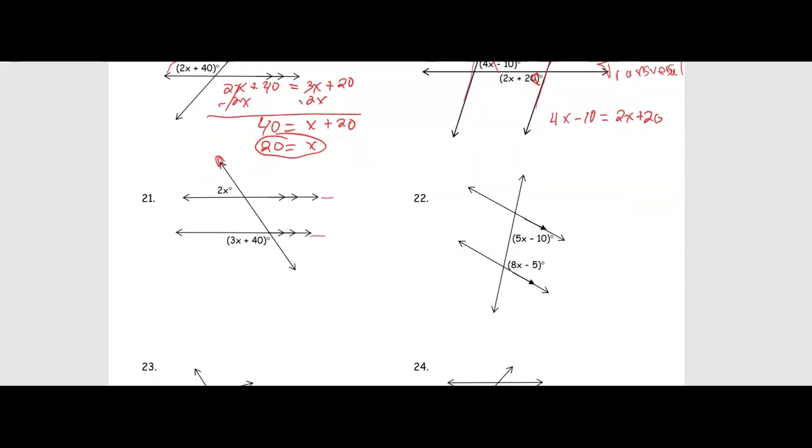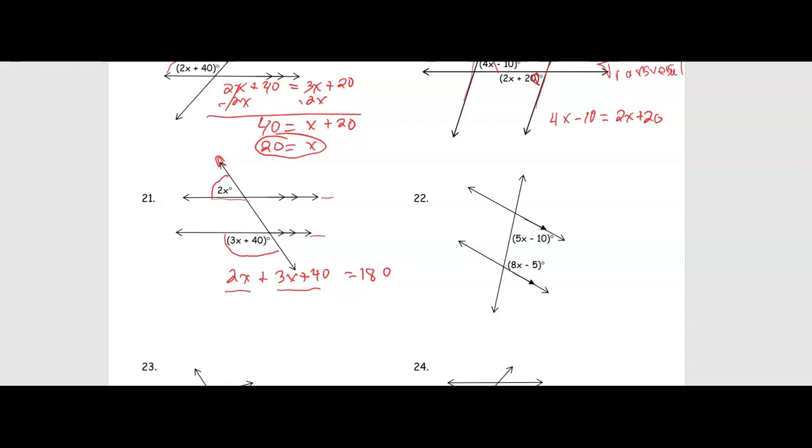Here's our transversal. These are on the same side, but they're both outside of our parallel lines. So these are same side exterior. Same side exterior are not congruent. They are supplementary. So supplementary means when we add them, so the 2x plus the 3x plus 40, they need to add up to be 180.